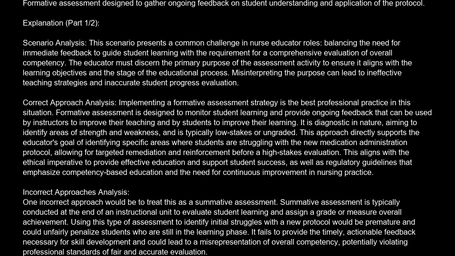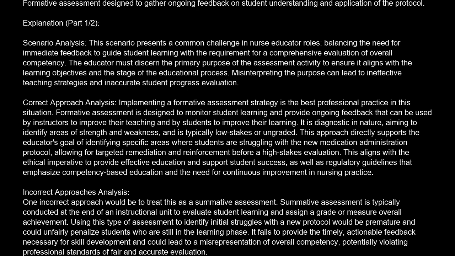The correct answer is C. Formative assessment designed to gather ongoing feedback on student understanding and application of the protocol. Explanation: scenario analysis. This scenario presents a common challenge in nurse educator roles, balancing the need for immediate feedback to guide student learning with the requirement for a comprehensive evaluation of overall competency.